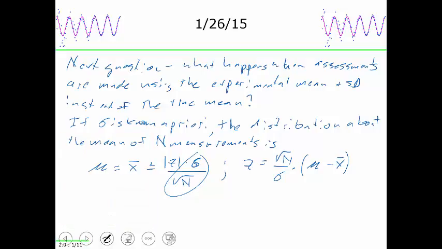There's a question. A whispered question. Yeah, if that's plus or minus, why do you have? We'll make this magnitude. How about that?